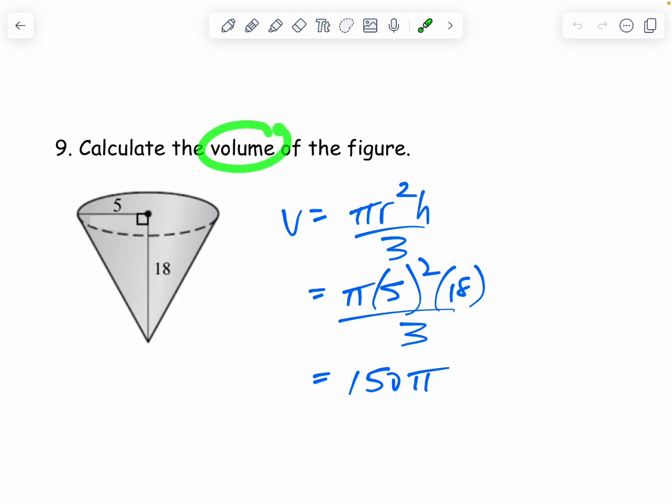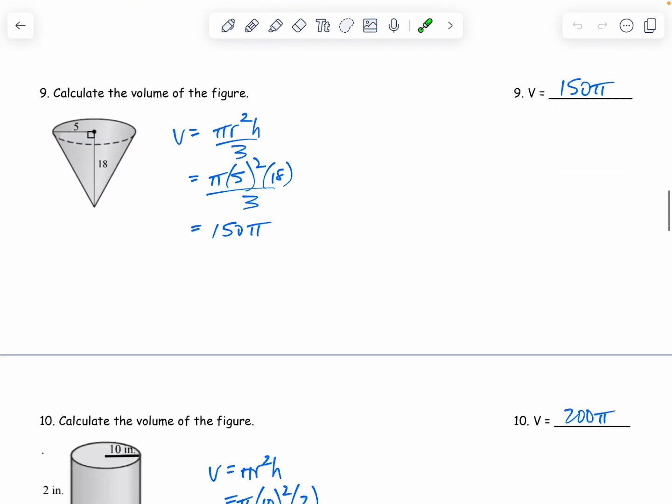Volume of a cone. For surface area, we use the slant height. For the volume, we use the actual height, so be careful about that. But otherwise, this is the formula, and again, you just take the 5 and plug it in for the radius. And you do 5 squared, which is 25, times 18, which is the height. And since it's a cone, in the formula you can't forget to divide by 3. And again, this is a circle, you guys, which is why there's a pi in our answer.